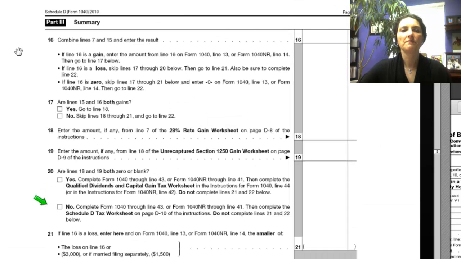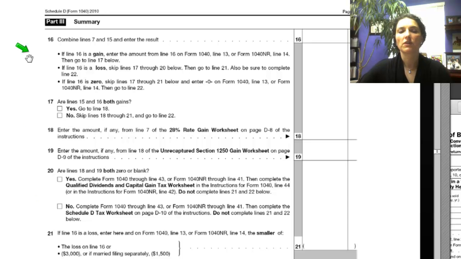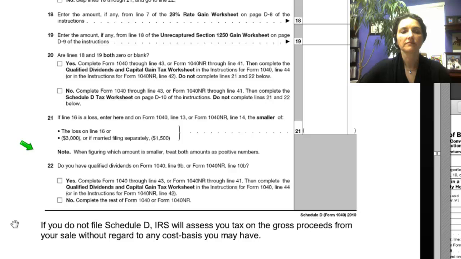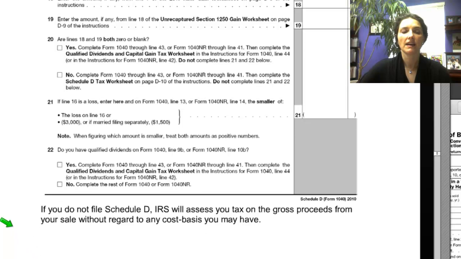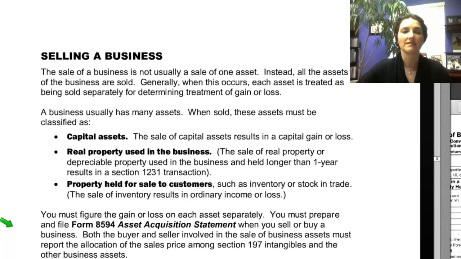Page 2 of the form. Part 3 is used when there are some more complex calculations that need to go on because you sold specialized types of property, such as collectibles, or you recaptured depreciation. Now, if you are required to file Schedule D and you do not, the IRS will assess you tax on the gross proceeds from your sale without regard to any cost basis you may have. That's historically been the case. We might see a change now that they are showing cost on the 1099-B.